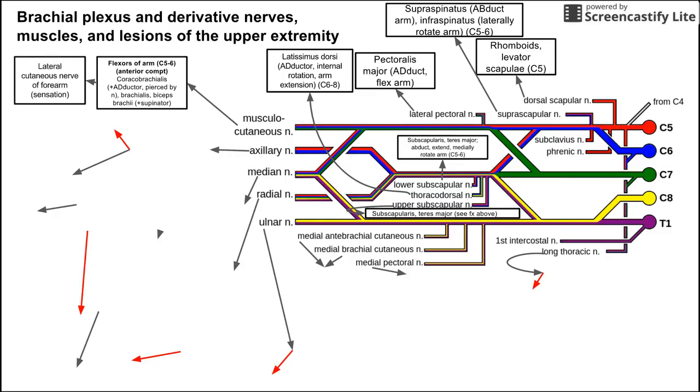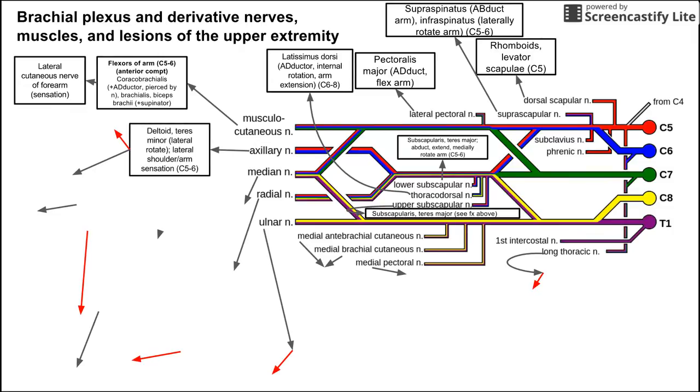The musculocutaneous nerve, after innervating these 3 muscles, then goes on to become the lateral cutaneous nerve of the forearm, and this does sensation on the anterior lateral side of the forearm. So damage to the musculocutaneous nerve not only paralyzes those 3 muscles, but you also lose sensation on the lateral anterior side of the forearm.